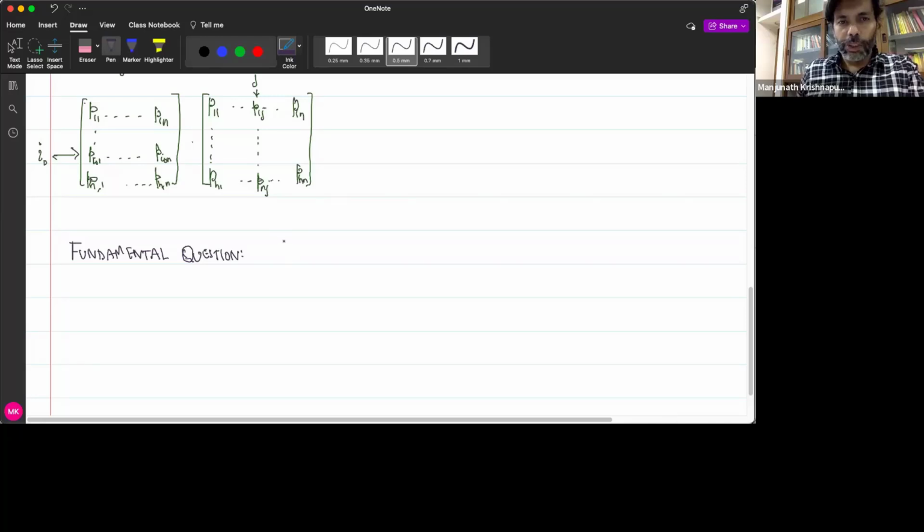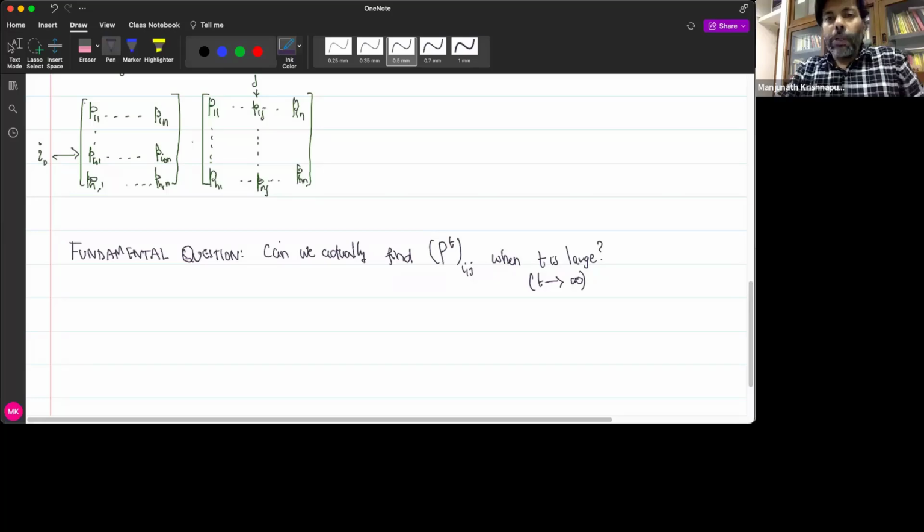So take in that above situation, how can we actually find the p to the power t ij entry when t is large? Mathematically, we will let t go to infinity. What happens to p to the t ij? That means I start this Markov chain at state i, and it has run for a very long time. What is the probability it is now at state j?